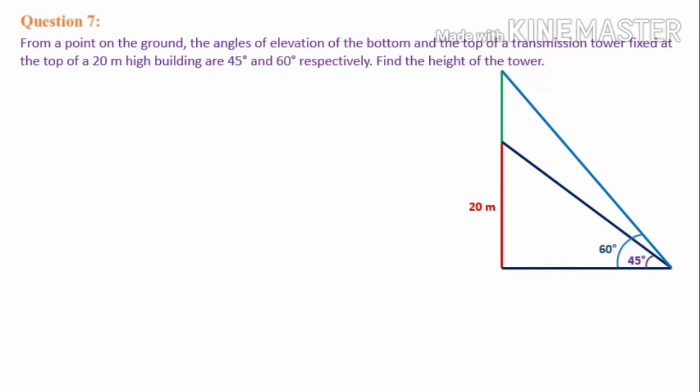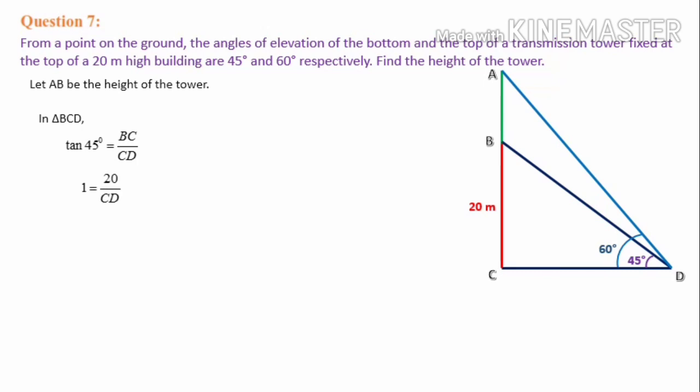Then let's mark the vertices A, B, C and D. Let AB be the height of the tower. So the green portion is the height of the tower. Then in triangle BCD, as I mentioned before, we are taking the smaller triangle first. In triangle BCD, tan 45 is equal to BC by CD, because the angle is 45. With respect to this 45, this is opposite and this one is adjacent. So O by A, tan 45 is equal to BC by CD.